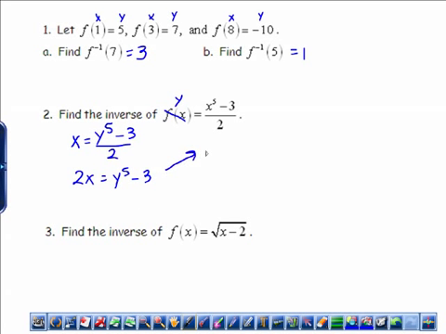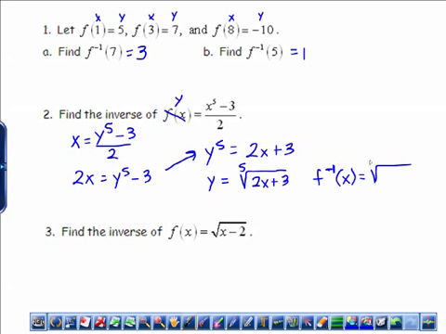So at this point, I'm going to move up here. I have y to the 5th equaling 2x plus 3. And then I'm going to take the 5th root. So I have y equals the 5th root of 2x plus 3. And maybe the last thing you should do is rewrite this in function notation: the inverse of f is the fifth root of 2x plus 3.